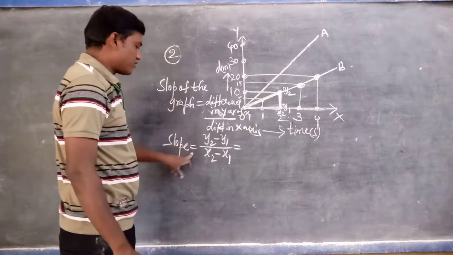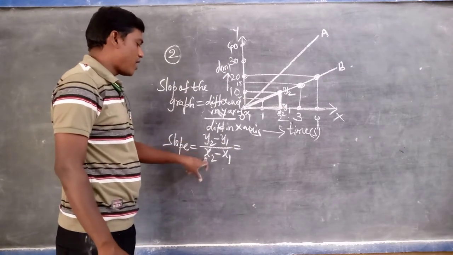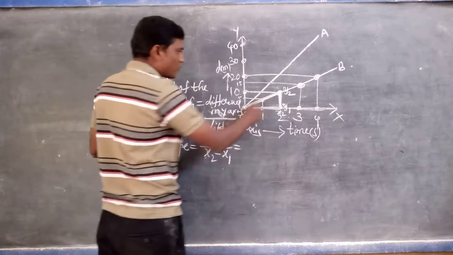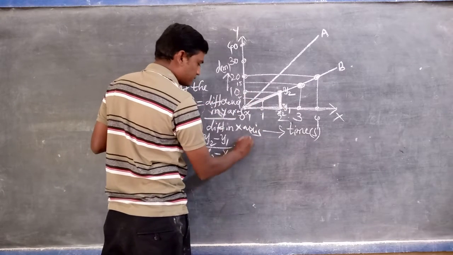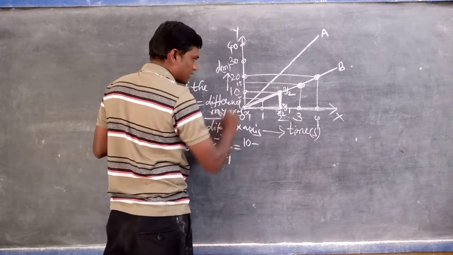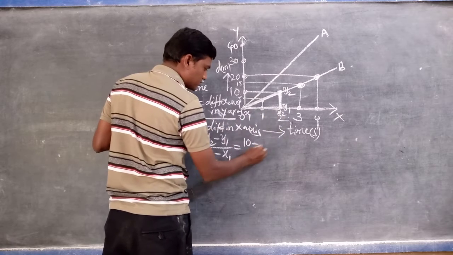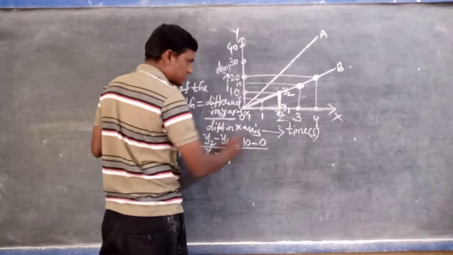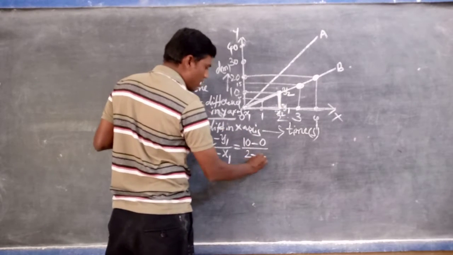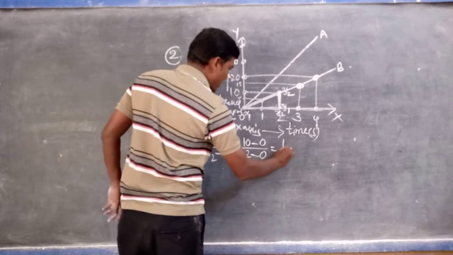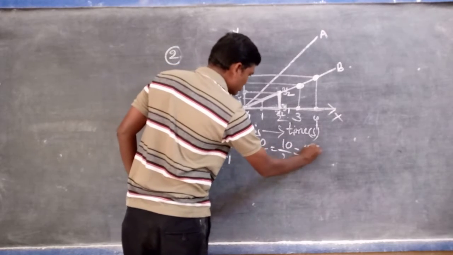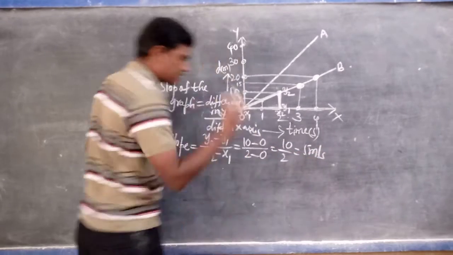So the slope of the graph is equal to y2 minus y1 upon x2 minus x1. What is the y2 value? Y2 means 10 for this one. Next, y1 is 0, upon x2 is 2, minus 0. That's why 10 upon 2 is equal to 5 meter per second.